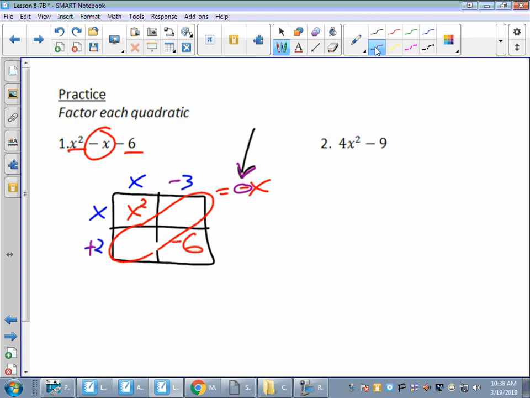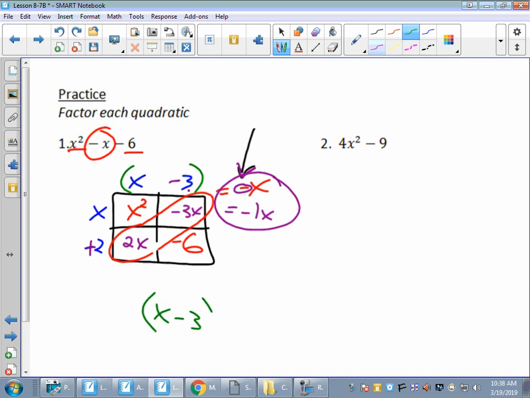Sorry, just getting this going. And x times negative 3 here would give us a negative 3x. Now when we add those up, we get negative 1x, which is what we want here. Okay, so now I have my terms. Now I'm all ready to go. I've got my parentheses here, x minus 3. And then over here, I've got an x plus 2. And that is my factor. That is my answer. Done.